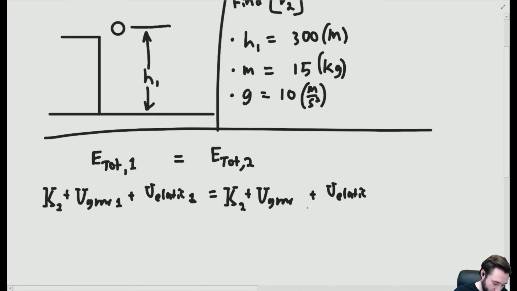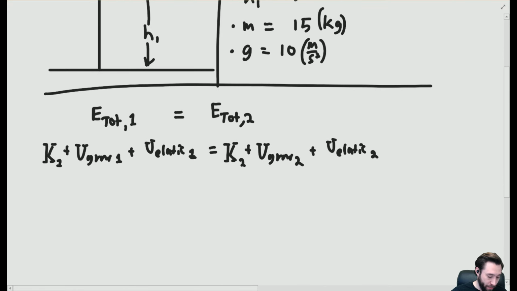So at state 2, state 2, state 2. Okay. Now, after reviewing the video from last class, I did not write down the questions that you ask yourself at each state to figure out which energy is present. I mentioned it, but I didn't actually write it down.